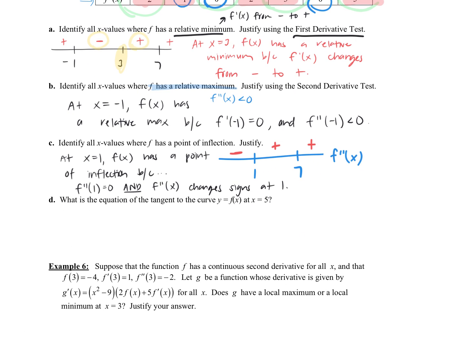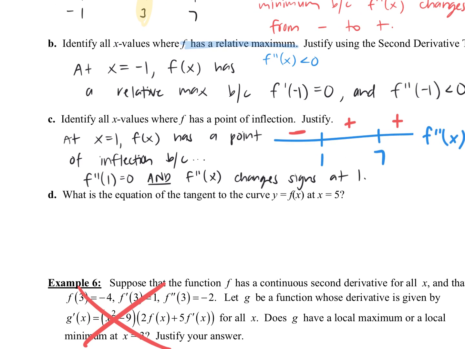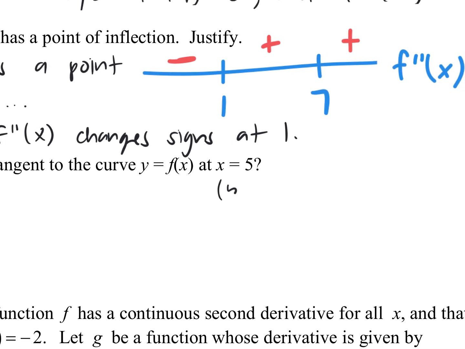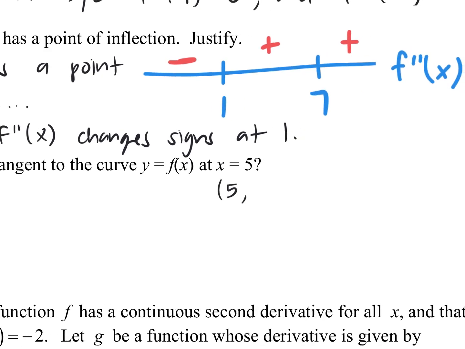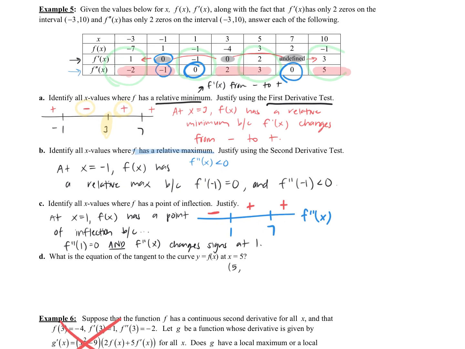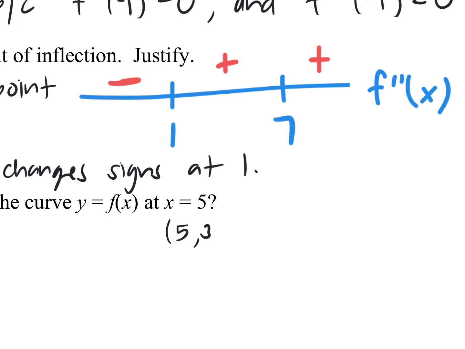Okay, last one here, we are going to cross off example 6. We're not going to do that one. But we are going to do this last example, letter D, writing an equation of the line tangent to the curve y equals f of x at x equals 5. So for a tangent line, I need a point and I need a slope. Well, I have my x value of 5. What's my y value if I go back up to the table? 3. So (5, 3) is my point.